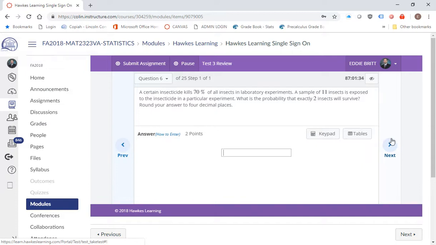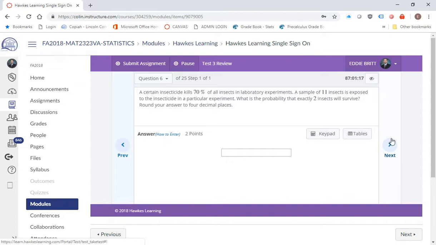A certain insecticide kills 70% of all insects in laboratory experiments. A sample of 11 insects is exposed to the insecticide. What's the probability that exactly 2 will survive?